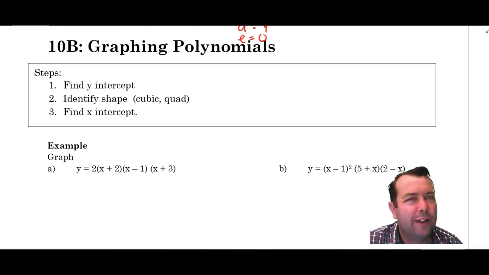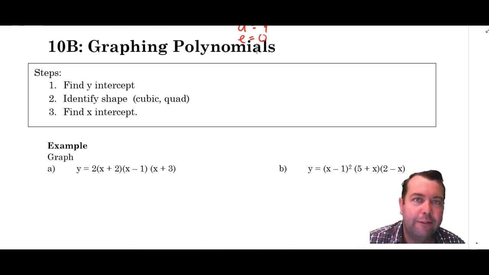Find the y-intercept. When the polynomial is in expanded form, if it's not been factorized, then the y-intercept is the constant term. The constant term is the y-intercept because if you let x equal 0, all of the other terms become 0 and only the constant is left, so that's our y-intercept.